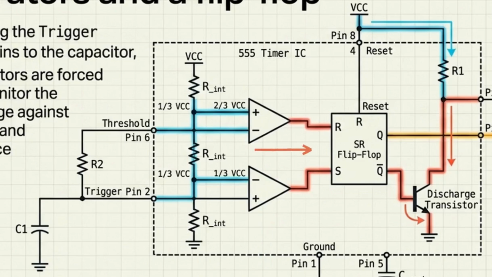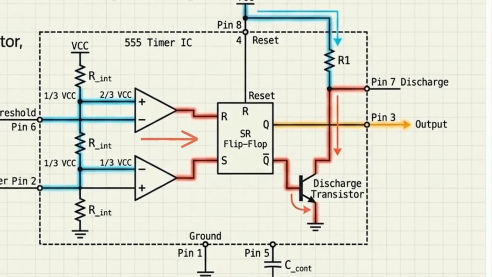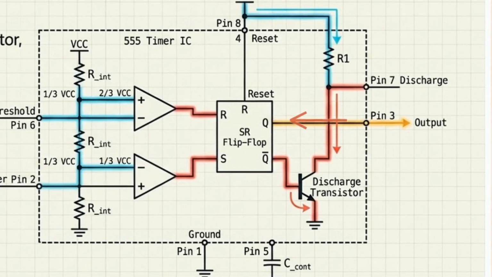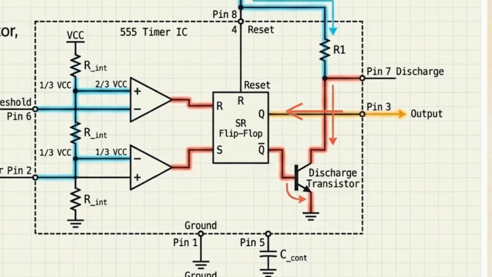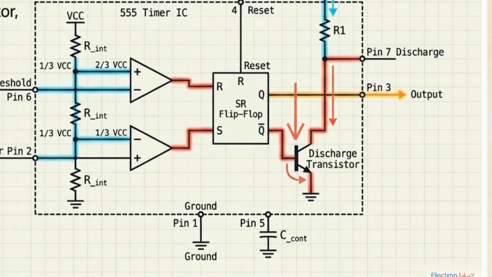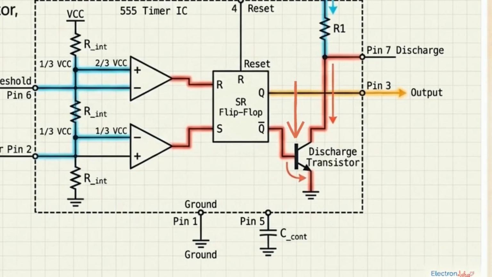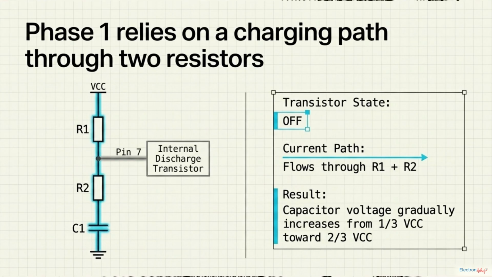Once a limit is reached, the comparators pass their binary decision directly into an internal SR flip-flop. The flip-flop controls 2 things simultaneously. Its Q output drives the main output pin of the chip, while its inverted Q bar output toggles an internal discharge transistor on and off. Continuous oscillation relies entirely on these simple internal logic gates, strictly enforcing fixed analog voltage boundaries.